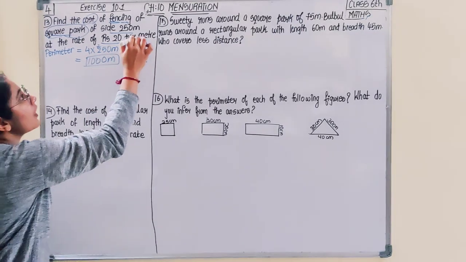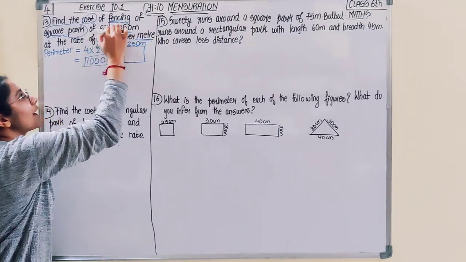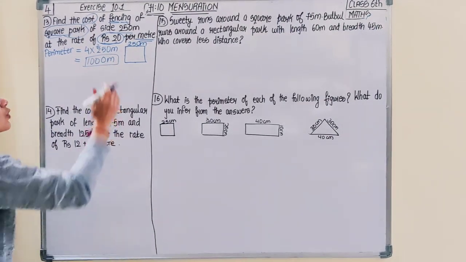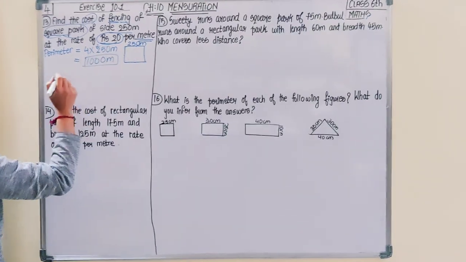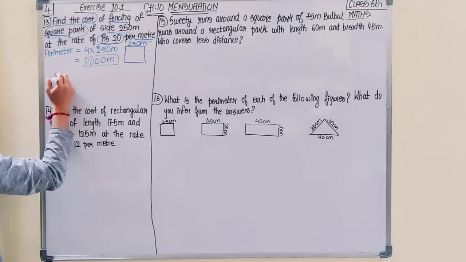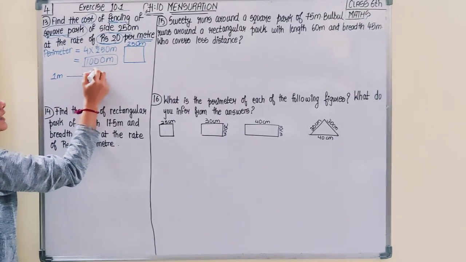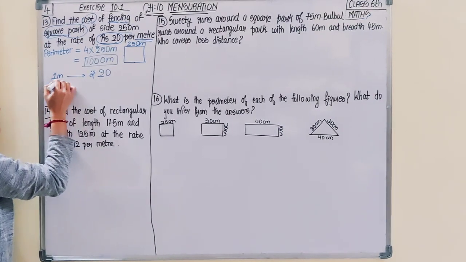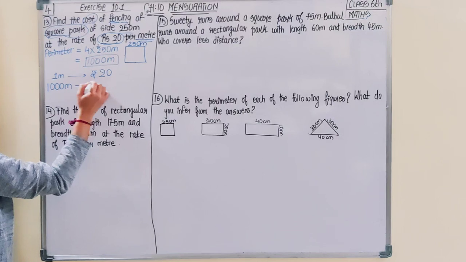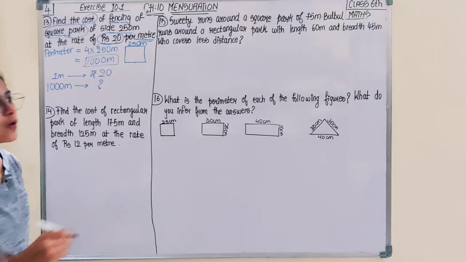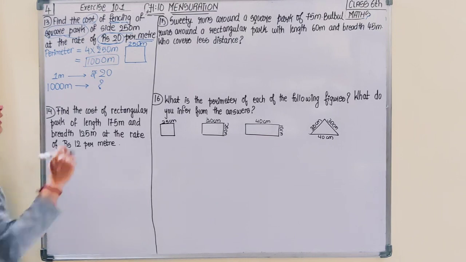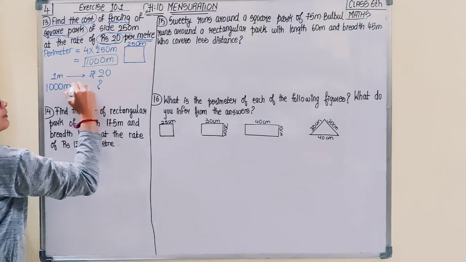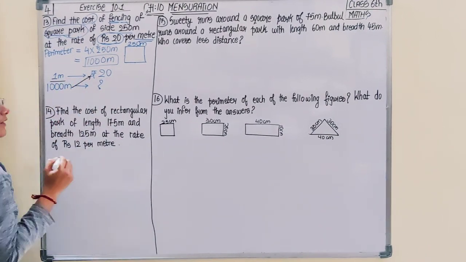Now it says that for 1 meter, rupees 20 is spent by that particular farmer or the person who is owning this land or this square park. Okay. So if 1 meter costs rupees 20, fencing of 1 meter costs rupees 20. So for 1000 meter, how much cost does the owner of the square park have to spend? Okay, so again this is a cross multiplication. So 1000 multiplied by 20 divided by 1.